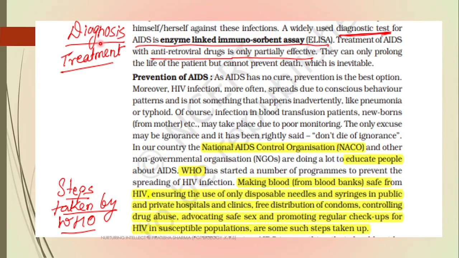For diagnosing, if a person is suspected of having HIV infection, the infection can be detected with the help of ELISA and PCR. ELISA is enzyme linked immunosorbent assay. For treatment, antiretroviral drugs are given. These drugs slow down the multiplication of HIV virus, but they do not provide a complete cure of the disease.